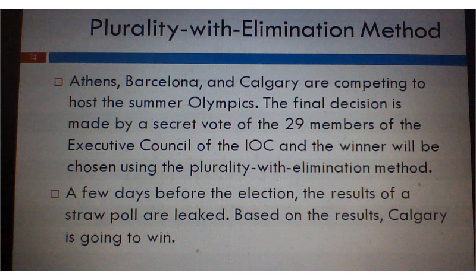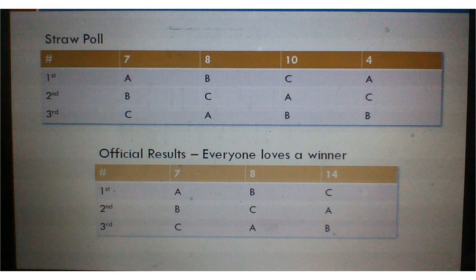And we'll pull out some charts here. Okay, so if you look at the top chart, we have a straw poll, and if we were to use plurality with elimination for this, okay, so this is like an unofficial poll, then Calgary would win. And we can actually work that out real quick. This one won't take too long since there's only 3 candidates. So in round 1, if we were to eliminate someone, we would need to eliminate candidate B, who only has 8 first place votes. So eliminate B.